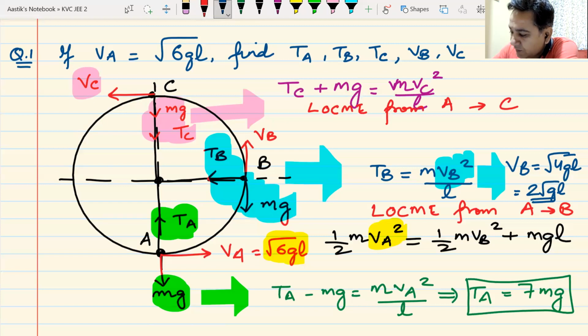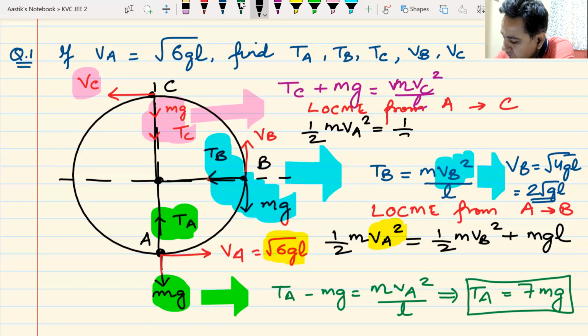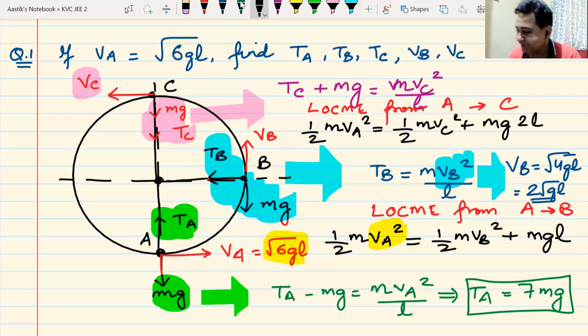When I write Lockme from A to C, it looks like this: half M VA square plus 0. Forget about 0. mgl, half M VC square plus mg into 2L. Correct? Yes, sir. From here, I can calculate the value of VC. What is the value of VC coming as? Under root 2gl. So VC is under root of 2gl.